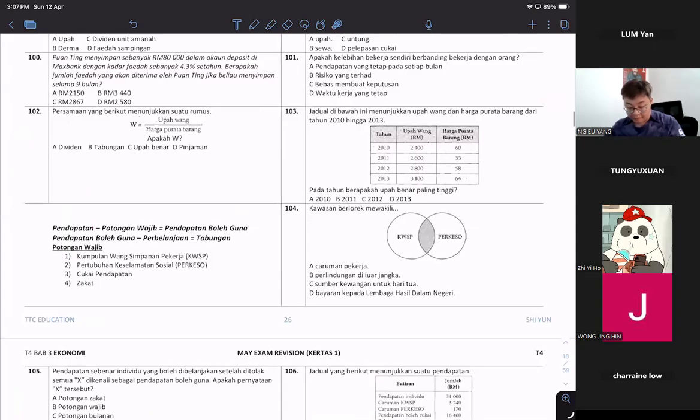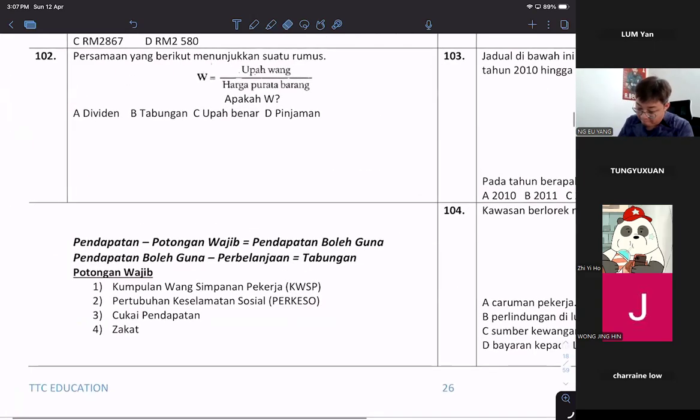So next time we have pendapatan boleh guna, page number 26. So pendapatan boleh guna is using all your pendapatan productive. So on top right now, this is all your pendapatan productive only. Try to minus your 4 potongan wajib. So I don't need to mention this part anymore, right? But from form 4 onwards, I have been keep asking you guys targeting one by one.